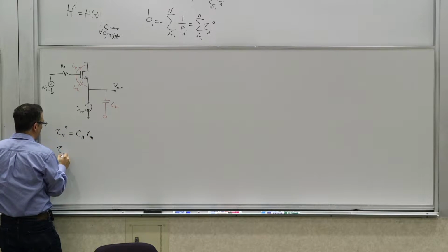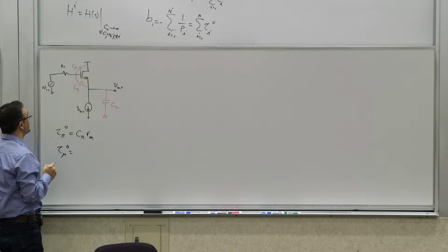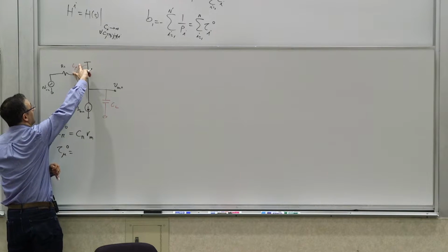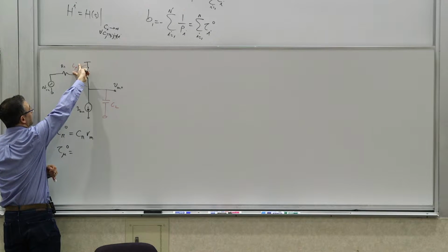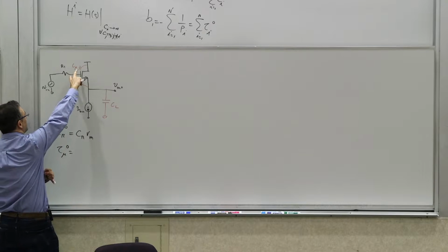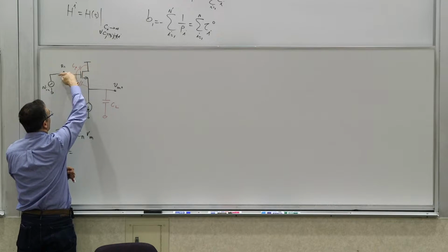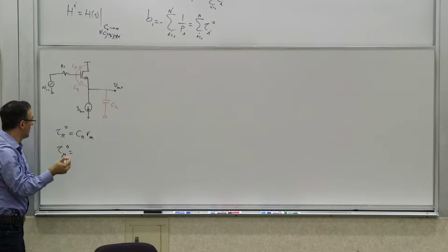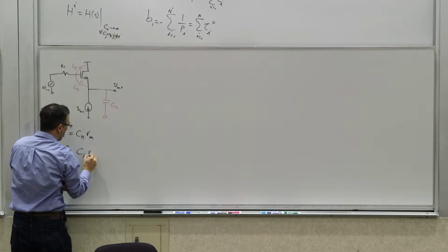And then what is tau mu 0? What is the resistance seen by C mu if you null all the independent sources and all the other elements are zero valued? What resistance do you see looking across here? This is ground. What is the resistance that C mu sees? R1, right? Because R1 is grounded on this side. So it's going to be C mu R1.